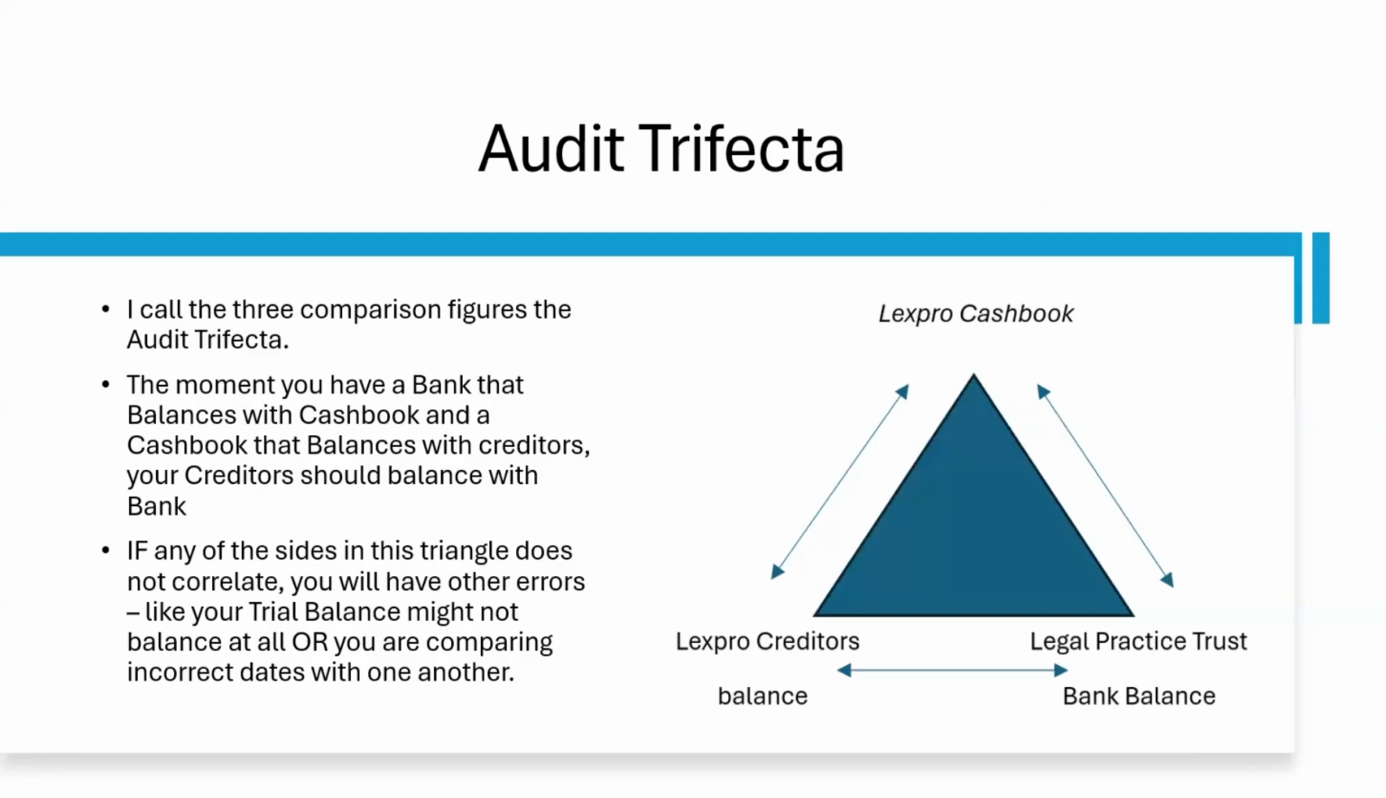So the one side will always have an error the same as the other one. And that is basically what we as legal practitioners need to make sure, that this thing does not fall into pieces. We need to make sure it stays in a perfect triangle and everything balances with one another, obviously. If any of the sides doesn't correlate, I will have an error, and one of the functions or reports will show you where that error is.